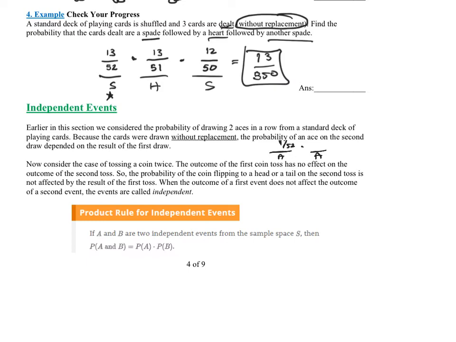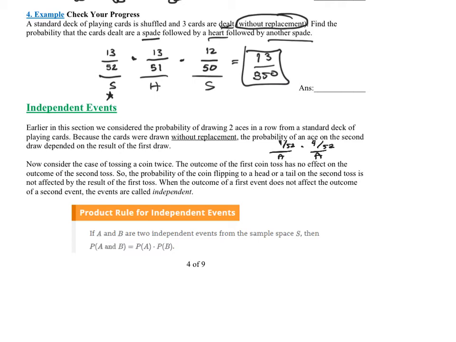So now, what if that card was put back is what we're looking at. So what if there was replacement? Well, think about that second ace. There would no longer be 51 cards left. There would still be 52 cards left. And what about the number of aces? Well, there would still be 4 aces left. So if I want to draw an ace and then an ace with replacement, I would have 4 over 52 times 4 over 52. So this is called an independent event, where the second event, drawing the second ace, did not depend on what happened on the first one.